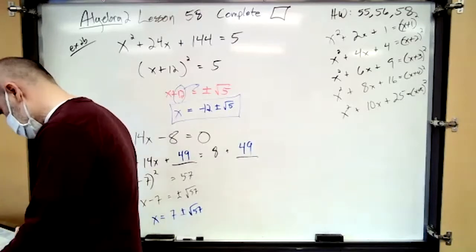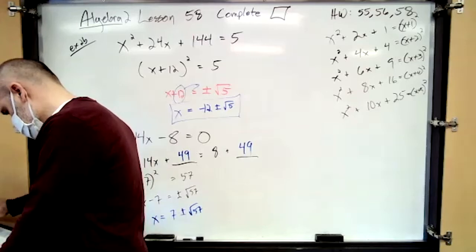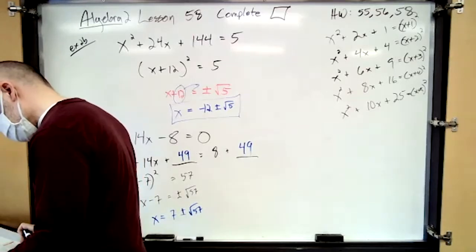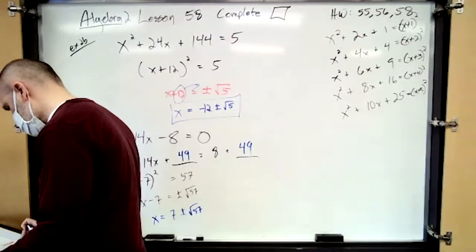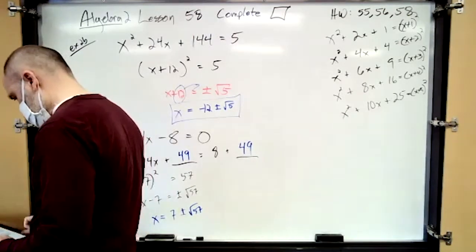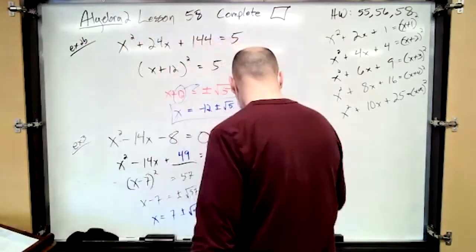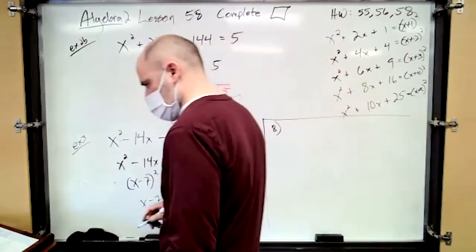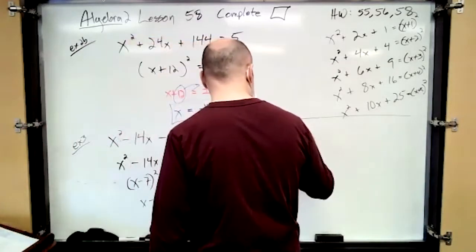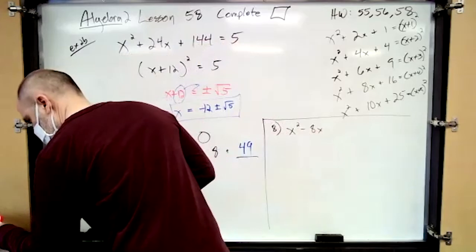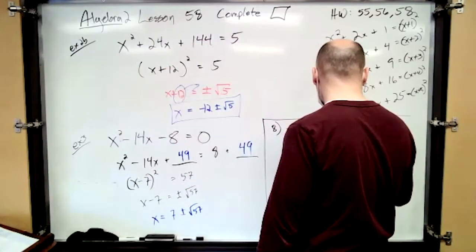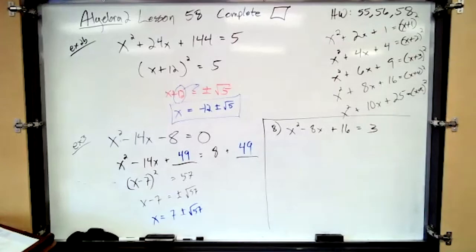Oh, those are too easy. Guess we'll do it. So we can do 8 and 9. So here's what 8 says. X squared minus 8x plus 16 equals 3. Okay. What was that first step? Well, you don't want to do the first step, because now you're at step 3, because you've already completed the square, because on the left side is a square trinomial.